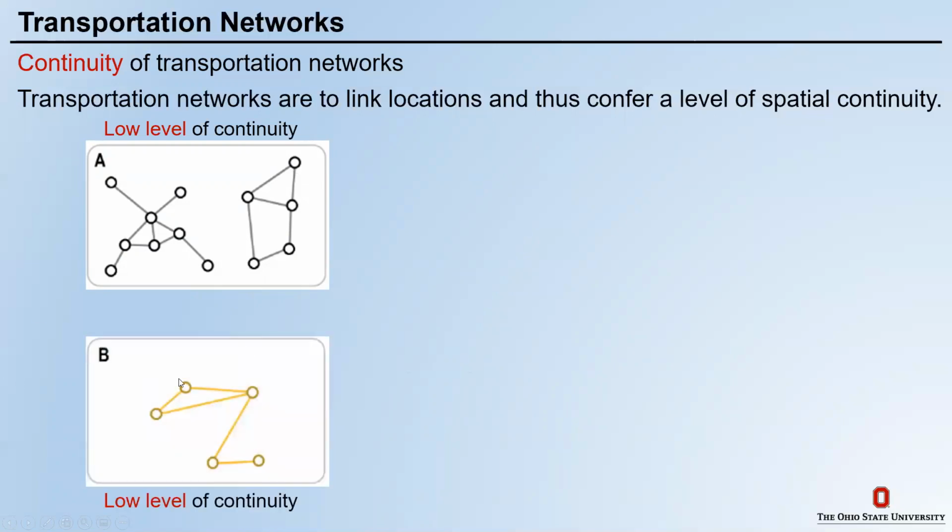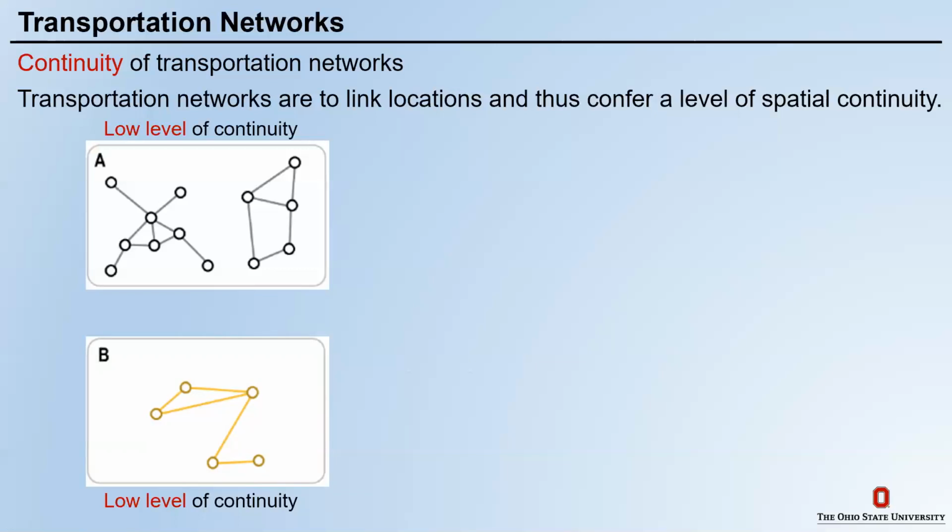And we have graph B with another transportation network with a low level of continuity. Not all nodes are connected here, neither here nor here. So I would say continuity is okay within each network, but the level is not high. How to achieve the best continuity for a specific network? Make it a complete network.